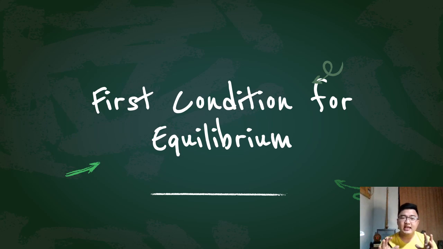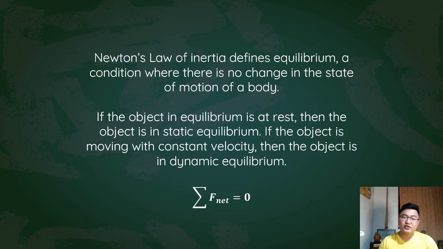Now, with that premise, if all of the forces are balanced, then we will arrive at an equilibrium. That will be the first condition of equilibrium. If the object is having a net force of 0, then we can consider that object in equilibrium.